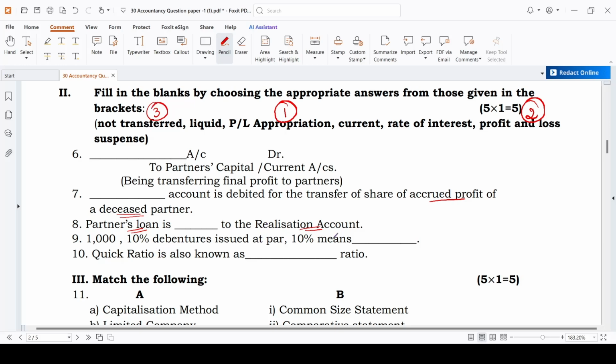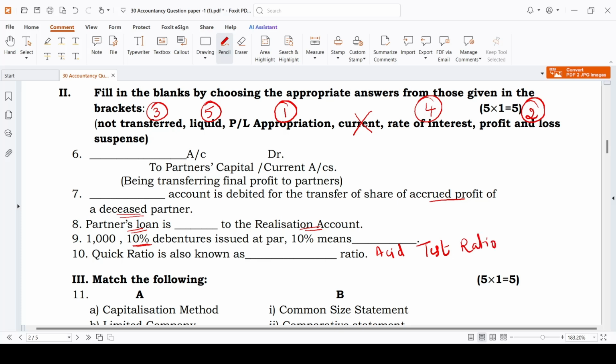10% debentures issued at par. 10% means in front of the debenture, whatever the percentage is mentioned, that is called rate of interest. You all know that debentures bear a fixed rate of interest. So 10% means rate of interest. Quick ratio is also known as dash ratio. Quick ratio is also known as liquid ratio. Quick ratio is also called acid test ratio.